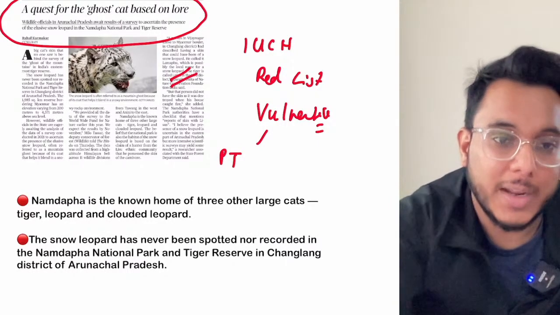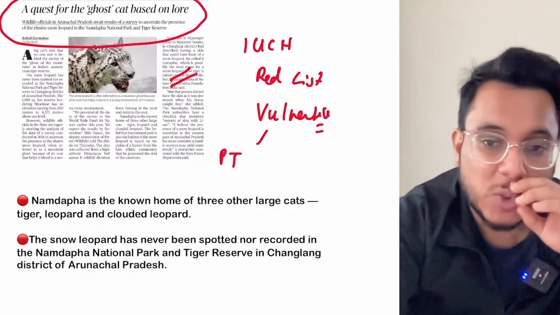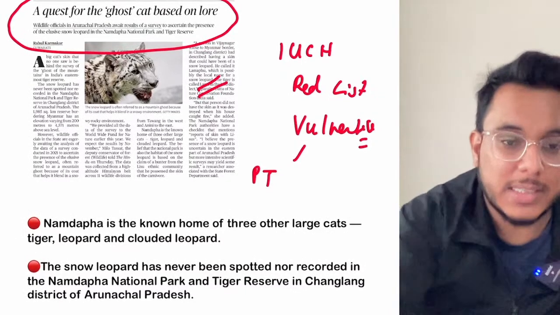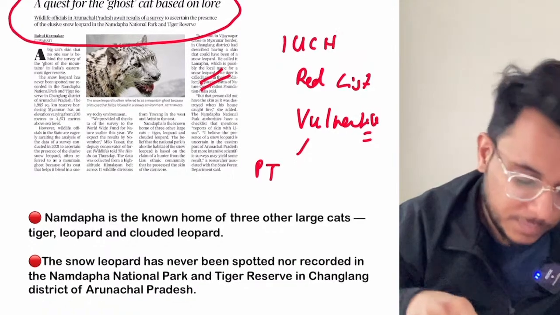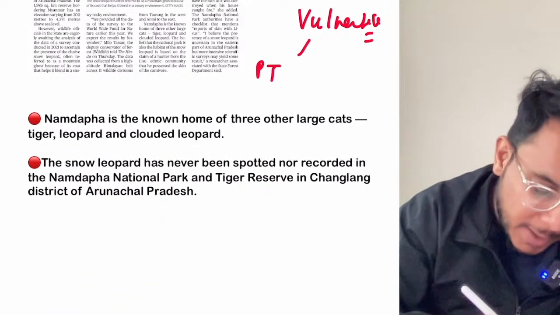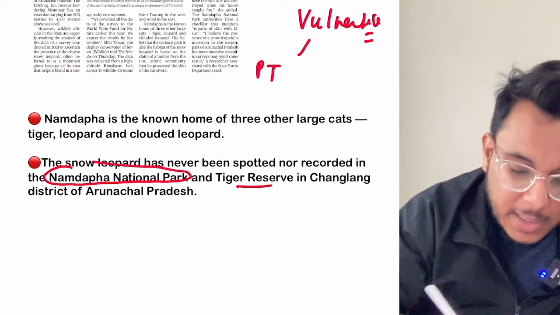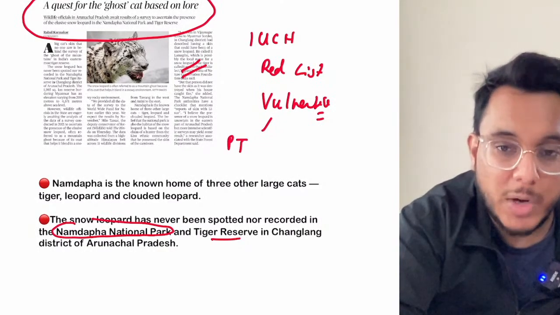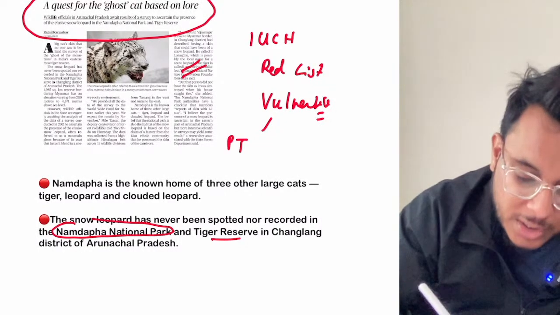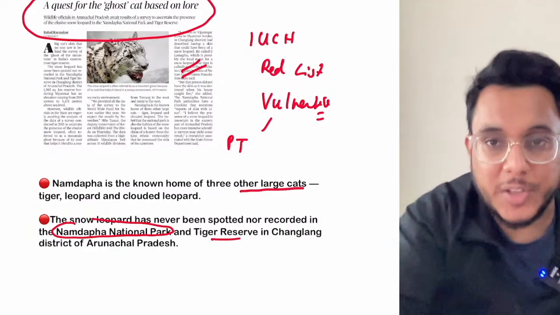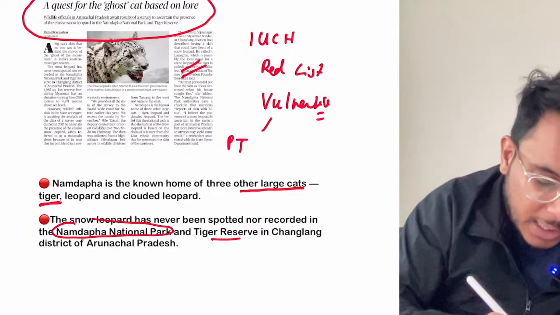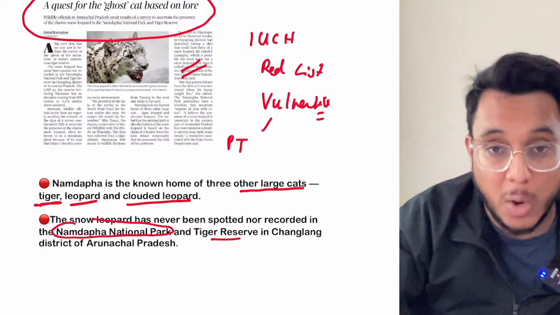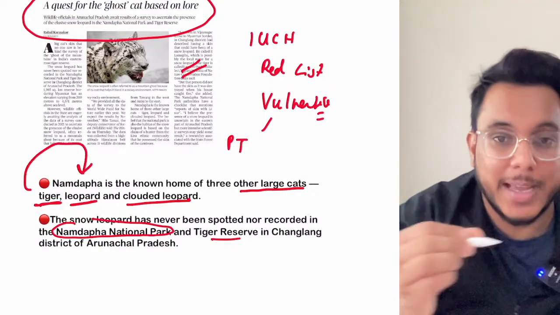Now, when we talk about the snow leopard, its habitat is being discussed. Now there is the Namdapha National Park and Tiger Reserve. When we talk about the Namdapha National Park and Tiger Reserve, this particular region is very important because it hosts three large cats. What three large cats does it host? It hosts the tigers, leopard and the clouded leopard. Please remember, tiger, leopard and clouded leopard are all found in the Namdapha Tiger Reserve.